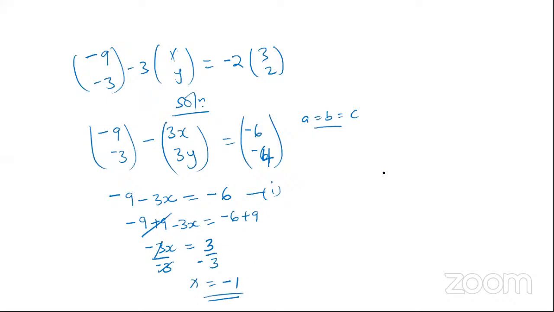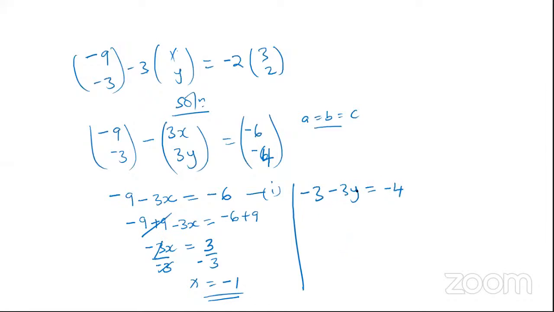Good. Some people have even already got the one for y, which is very good. So then for y, we do the same thing. Minus 3 minus 3y is equal to minus 4. Collect like terms.